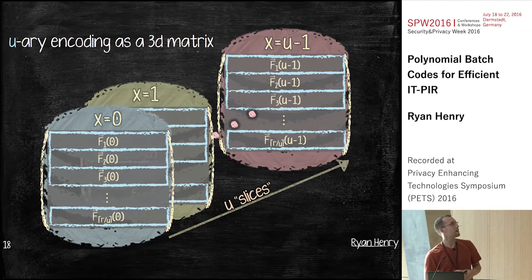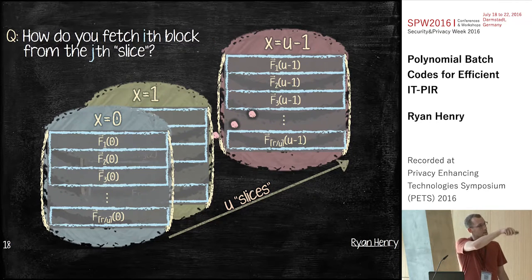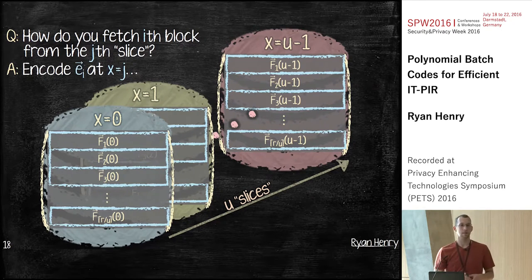So what are the important details that I'm sweeping under the rug there? If you think about this encoded matrix that I was talking about, you can kind of view it as a three-dimensional matrix. So we have R over U rows, S columns, but then we have, for lack of a better term, U slices to this. So if you evaluate these polynomials at zero, you get this set of R over U records, and if you evaluate it at one, you get a different set of R over U records, and so on.